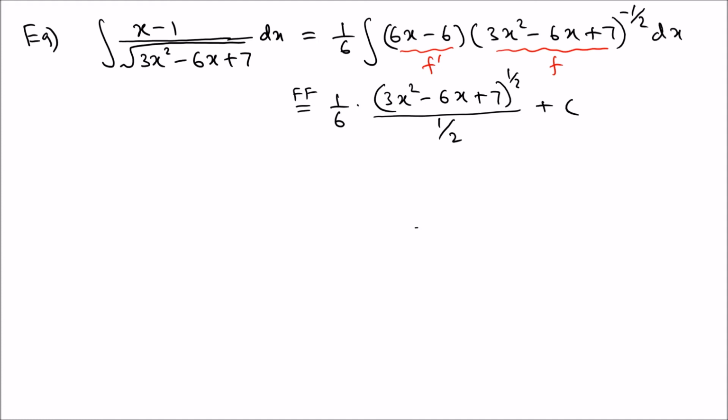And if you simplify this a little bit, you get 1/3 times the square root of 3x squared minus 6x plus 7. That's much better if you write it like that, plus c. So that's the answer, simply using the four formula trick. You can see it's much quicker like that, but you can still do this problem using the substitution method.